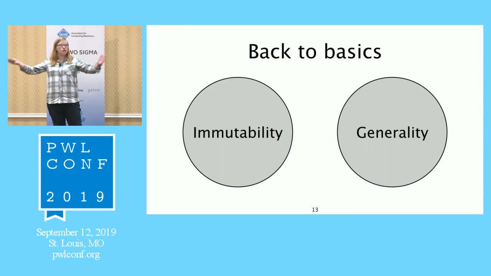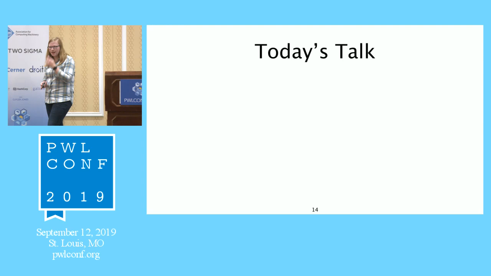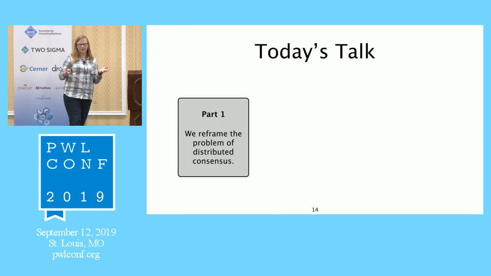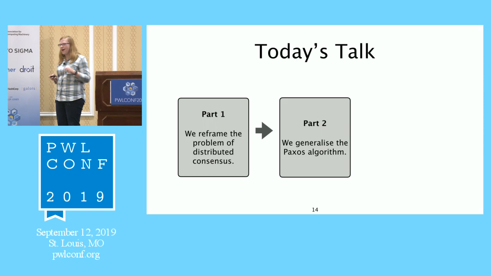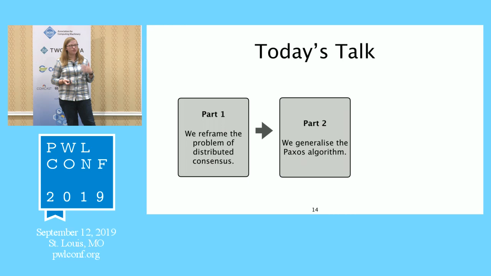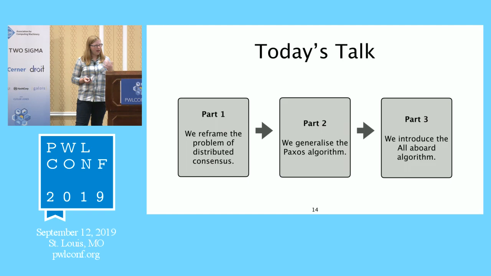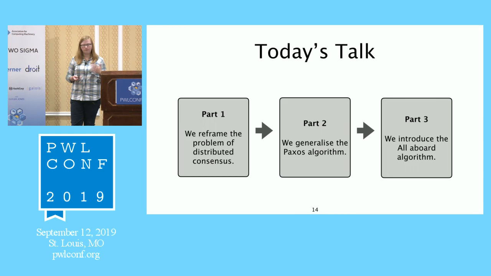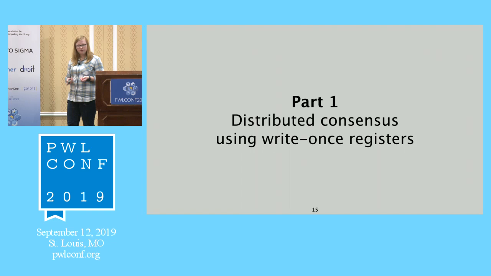So today's talk has three parts. Firstly, we're going to reframe the problem of distributed consensus using these immutable registers. Secondly, I'm going to explain this famous and scary Paxos algorithm. And I'm not just going to explain the Paxos algorithm, I'm going to explain a substantial generalization over the Paxos algorithm that weakens its requirements. And thirdly, I'm going to put this generalization to some use, hopefully. I'll give an example of where we could use this in a particular system. So let's get on with it.